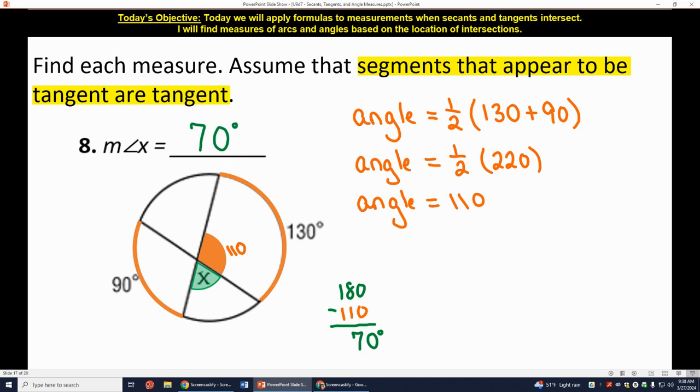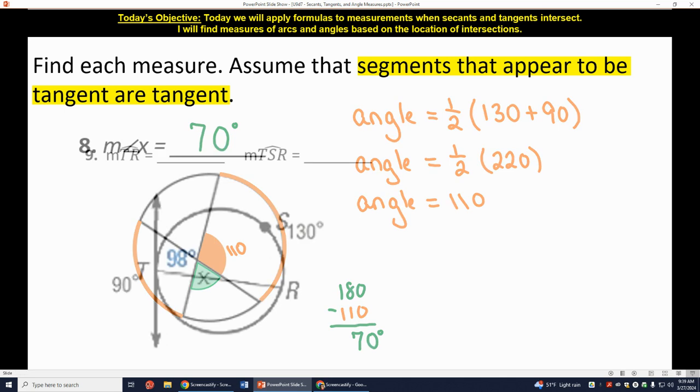This is a very common mistake that's easy to make, so you need to be careful that you're finding the angle that you're supposed to find. You sometimes have to find a different angle first. We did have to find the 110 degrees in order to be able to find the 70 degrees.